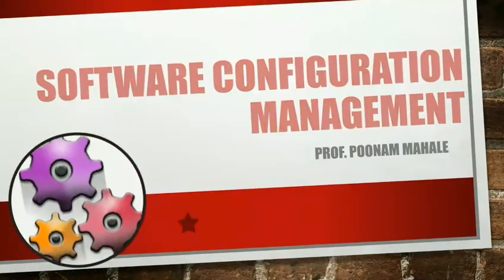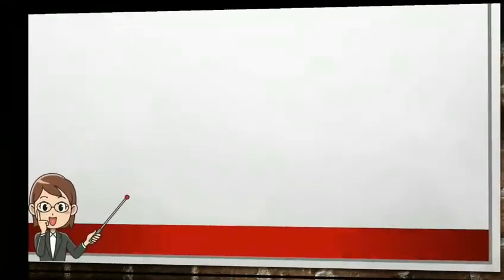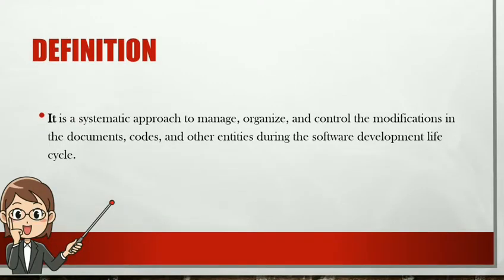So let's start today's lecture with the definition of software configuration management. Software configuration management is a set of activities that are used for managing the change during the life cycle of the computer software. Basically, it is a systematic approach to manage, organize, and control the modification in the documents, codes, and other entities during the software development lifecycle.